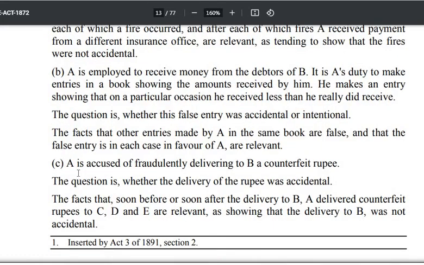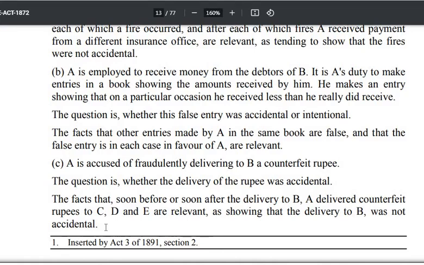Now next illustration. A is accused of fraudulently delivering to B a counterfeit rupee. The question is whether the delivery of the rupee was accidental. The facts that soon before or soon after the delivery of B, A delivered counterfeit rupees to C, D and E. Means what? Every time the counterfeit rupees was given and every time he was involved in the transaction. So this time also it was not accidental, it was intentional. So the facts that soon before or soon after the delivery of B, A delivered counterfeit rupees to C, D, E are relevant as showing that the delivery of B was not accidental.